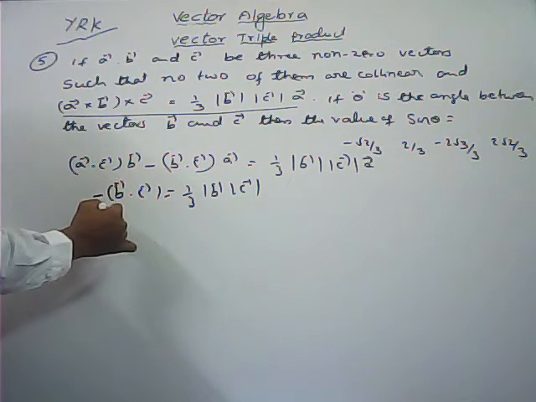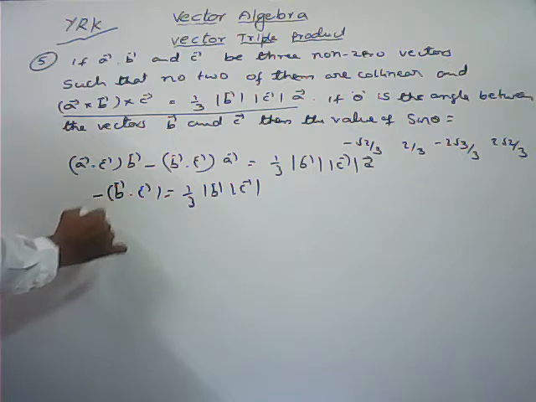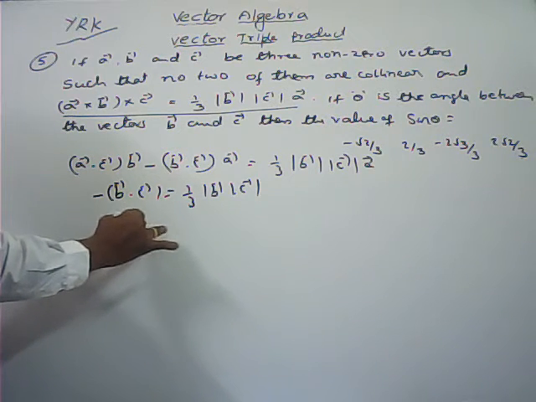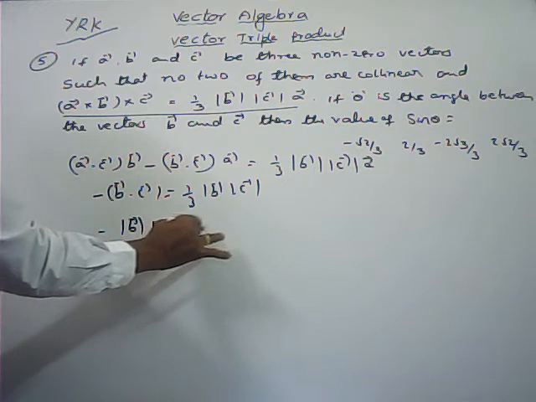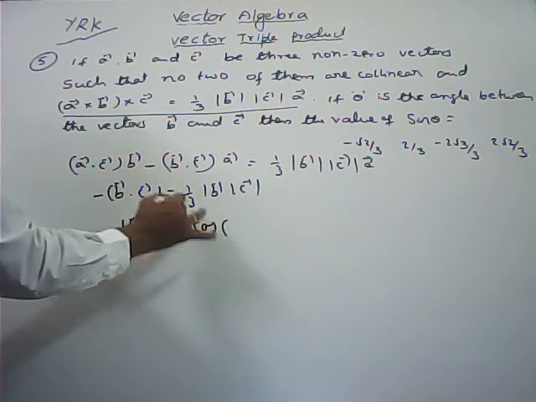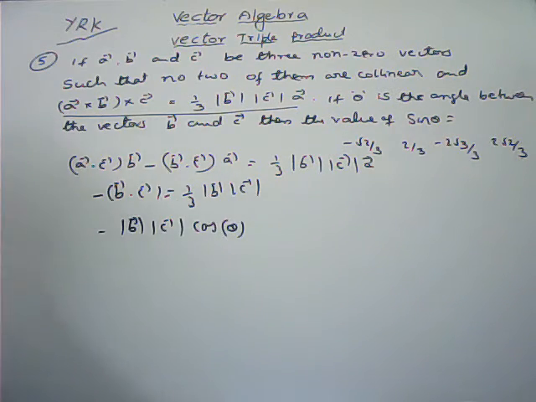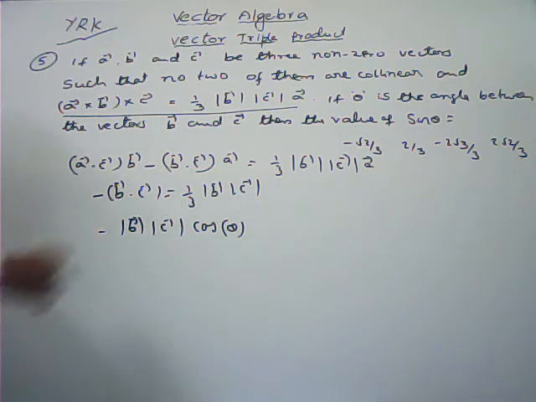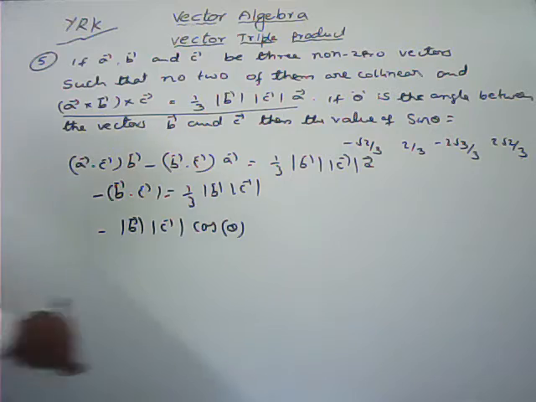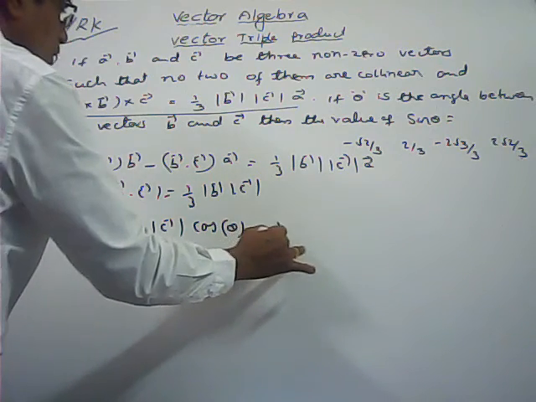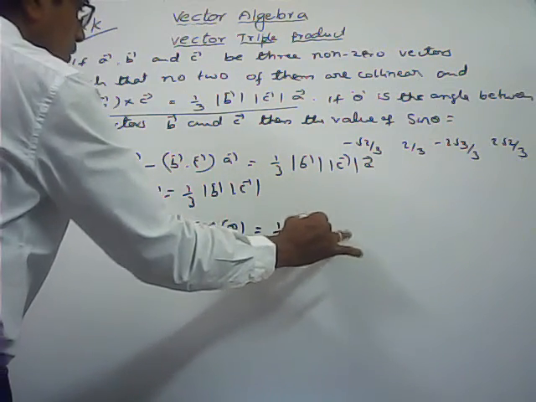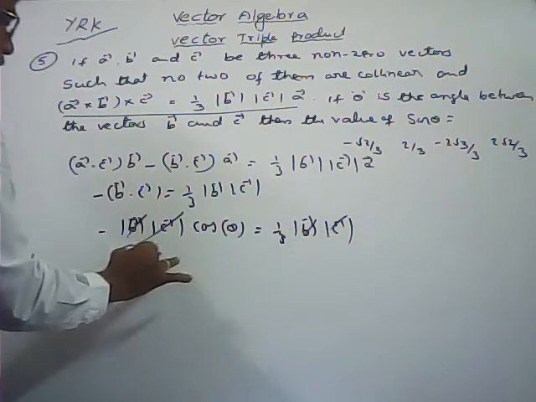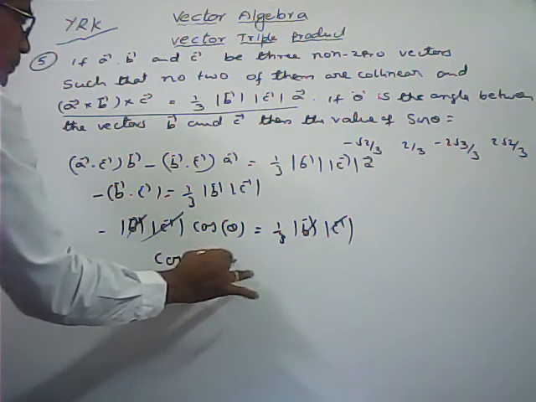Now, what is the B bar dot C bar? Modulus of B bar, modulus of C bar, cos of angle between B bar and C bar, I am taking theta 1. Theta is the angle between vectors B bar and C bar. I have taken theta. Already given, so you can write theta 1. That is equal to 1 by 3 modulus of B bar into modulus of C bar. Here we can cancel these two. So cos of theta, that is equal to minus 1 by 3.